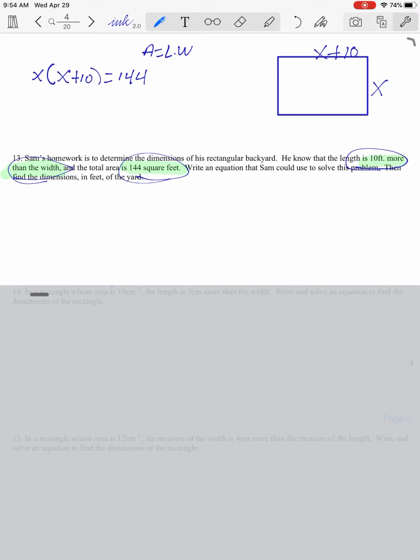We see parentheses. The first thing you must remember to do, distribute. X squared, x times 10, 10x equals 144. I know my next step, whenever I have a quadratic, everything must move to the x squared side. So I'm going to subtract 144 from both sides. And I'm left with x squared plus 10x minus 144 equals 0. You do not combine 144 with anything because it does not have an x.